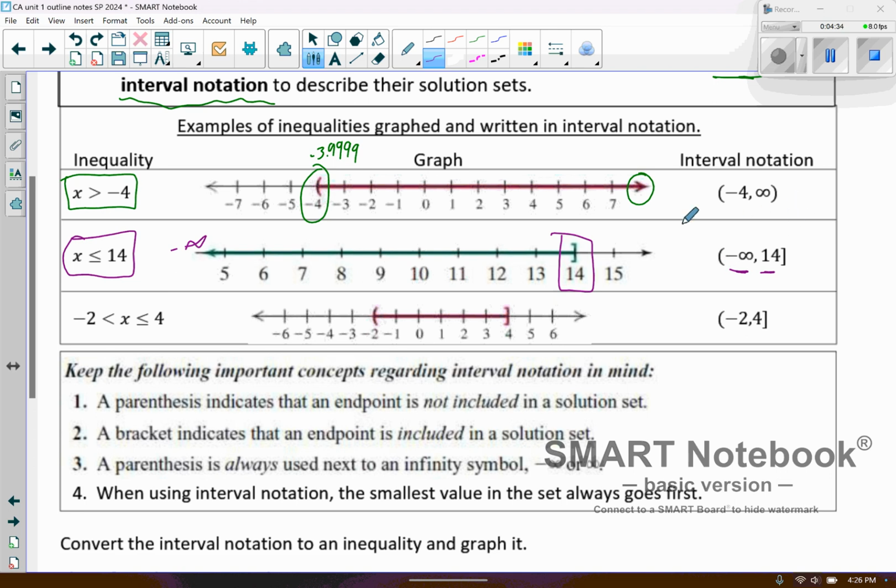A common mistake students will make on this is they'll do this. They'll say, okay, from 14 to negative infinity, and that's incorrect. So you don't want to do it that way. Remember, it's always going to be from your smallest value to your largest value.